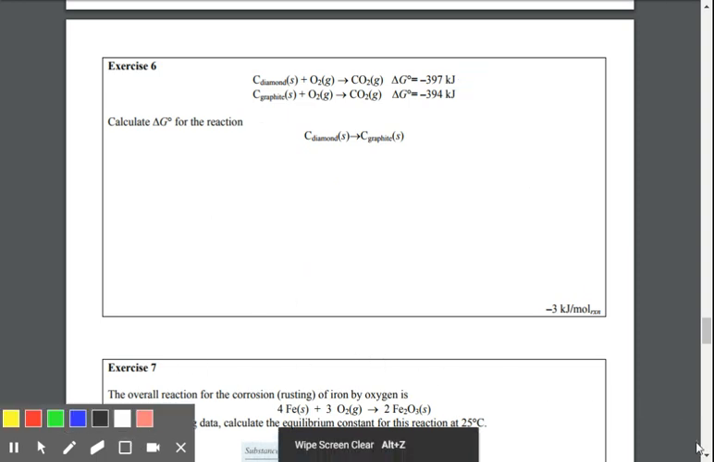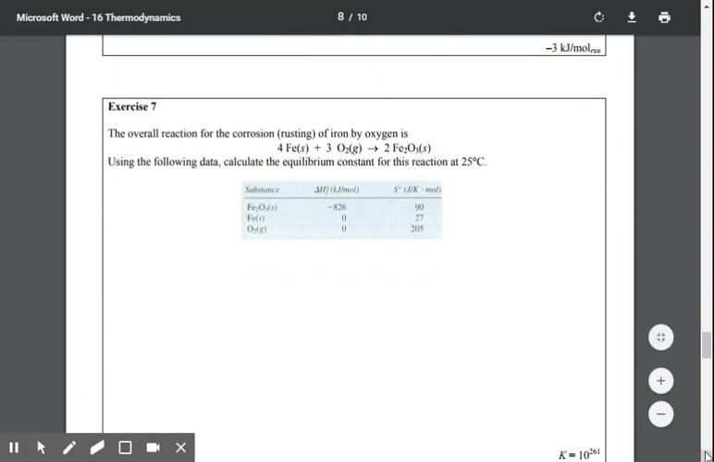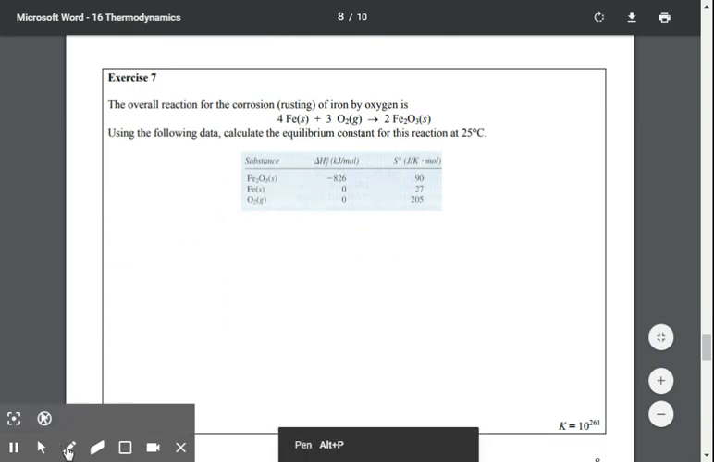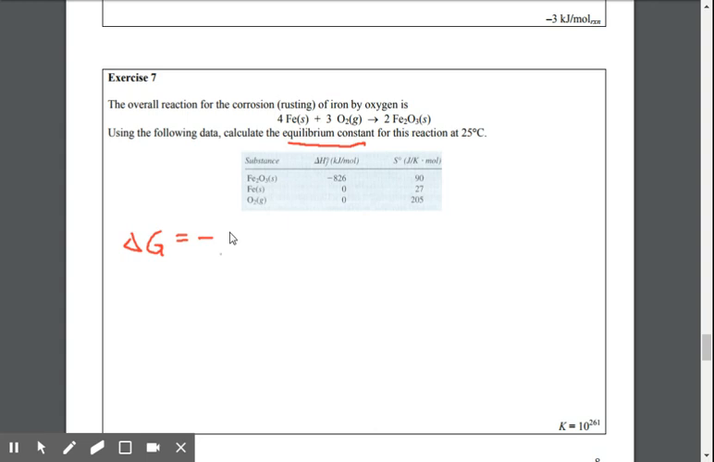Now let's look at the last one we're going to work on today. That's exercise 7. Let's see what this is asking. Exercise 7 says that we want to figure out the equilibrium constant, based upon the data below. So we have a reaction, and we want to find the equilibrium constant. So we know that we're going to have to use delta G equals negative RT natural log of K. But the problem is they're not giving me delta G values. So what are we going to have to do?